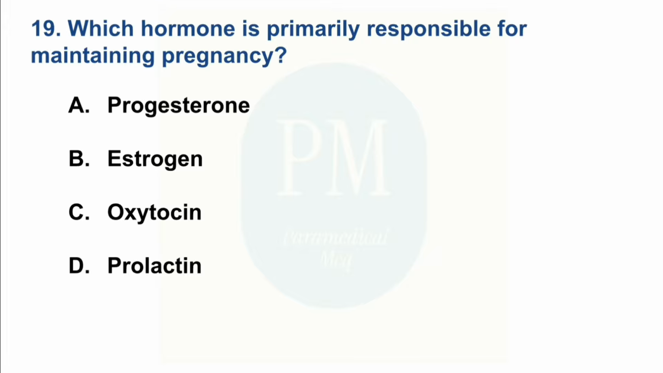Which hormone is primarily responsible for maintaining pregnancy? Option A, progesterone. Option B, estrogen. Option C, oxytocin. Option D, prolactin. The correct option is option A, progesterone.